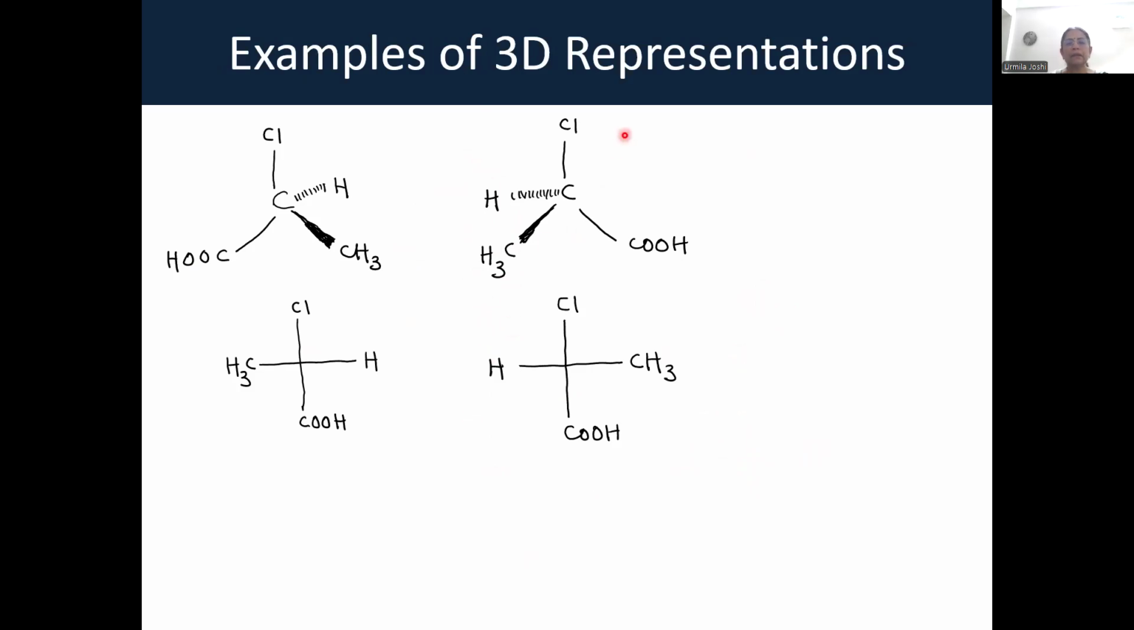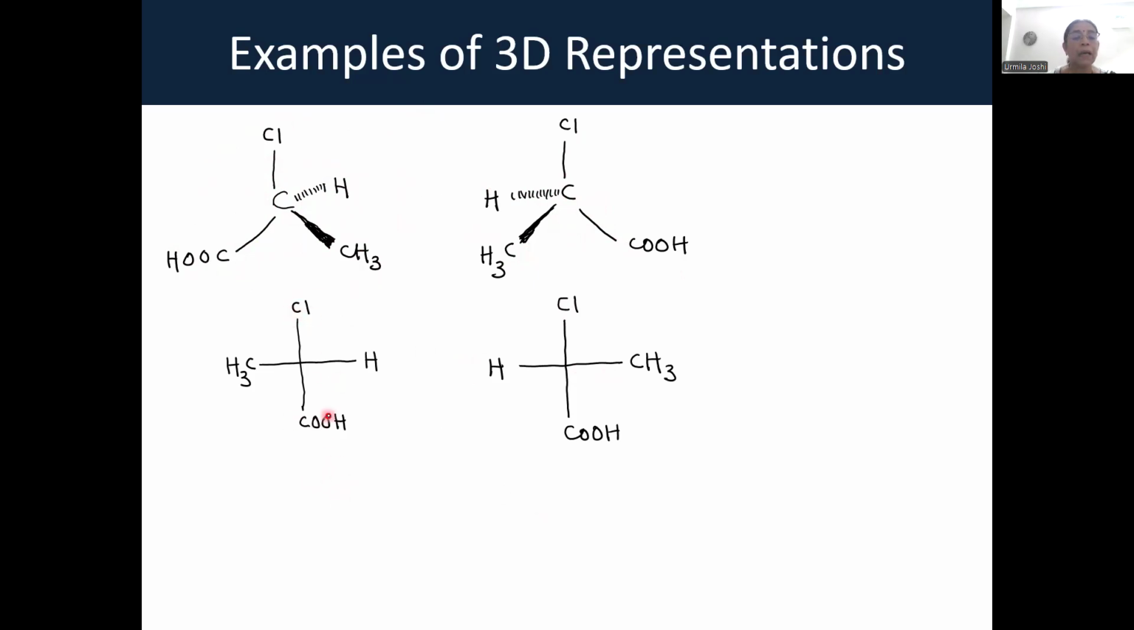So look at the 3D representation. This is the 3D representation of the molecule in a dotted line wedge structure. I hope everybody can see this. This is its mirror image, if you see. So this is one isomer, this is another optical isomer. The same is converted to Fischer.